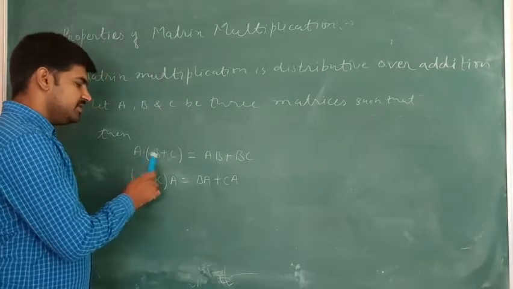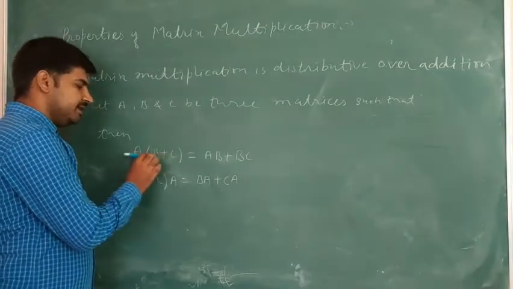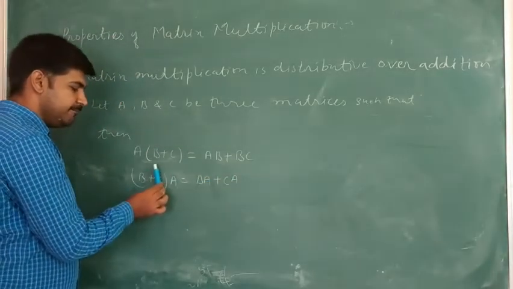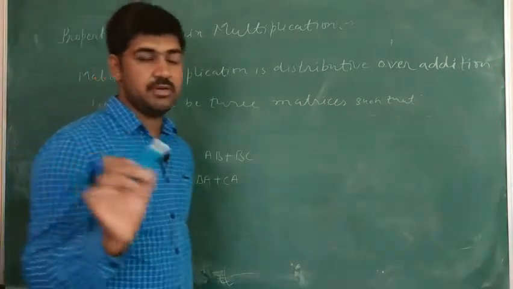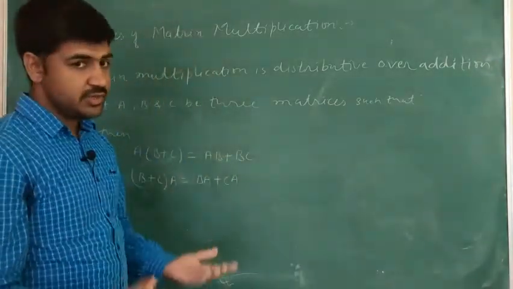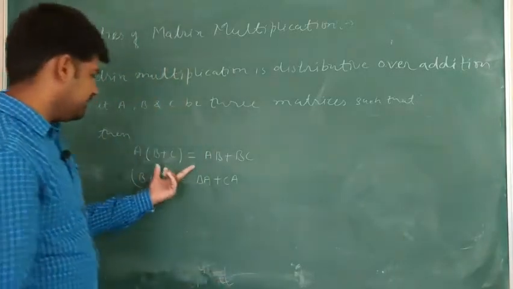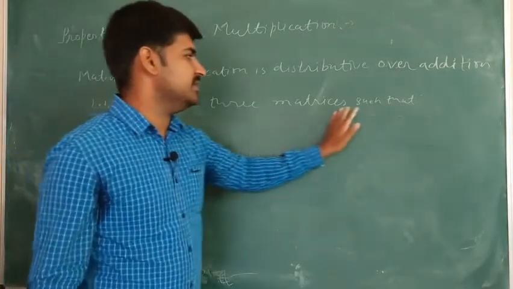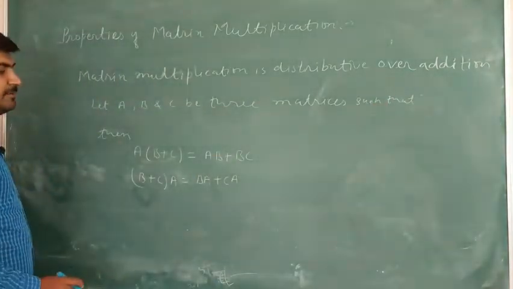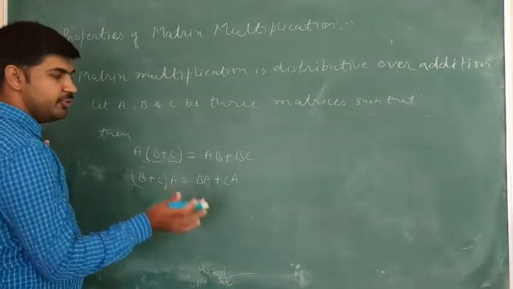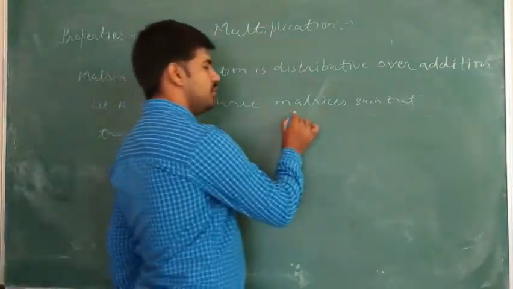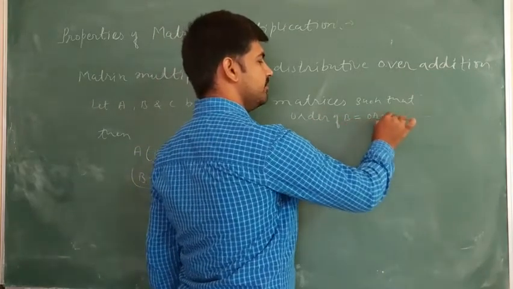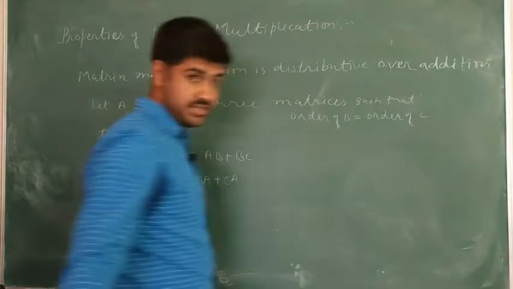For three matrices A, B and C, A times (B plus C) is equal to AB plus AC, and (B plus C) times A is equal to BA plus CA. As the order of multiplication of matrices is always important, as what is pre-multiplier and what is post-multiplier, therefore I have written both of these. Here I took three matrices A, B and C such that, because B and C both are being added, the order of B is equal to the order of C. This is the first condition required.